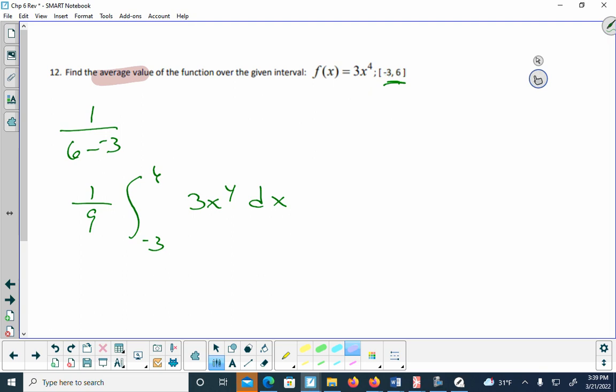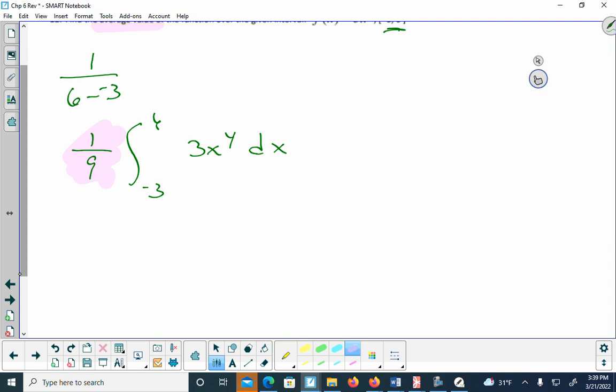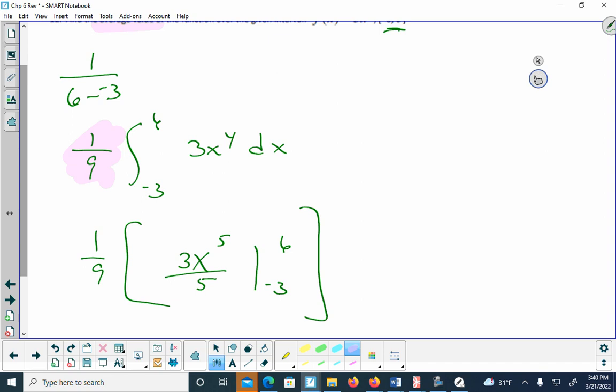When it says average, the only thing you're adding is this 1 line after that. That's it. That's all you're doing. So when I do this, it's the antiderivative, so this is x to the fifth, there's 3 divided by 5, and I'm going from negative 3 to 6. But remember, when I get my answer, I'm going to multiply by 1/9.